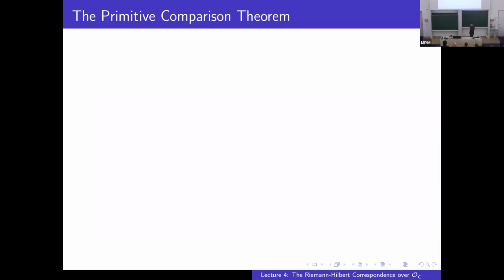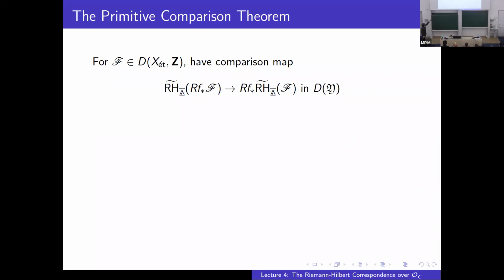So this is a version of the primitive comparison theorem of Peter Scholze. Let's see a little more closely what this is saying. You have a complex of sheaves on the space X upstairs. Then you can take its direct image in the world of étale sheaves to get a complex of sheaves on Y, and apply the Riemann-Hilbert construction on Y to get a quasi-coherent complex on its formal completion. Or you could do those constructions in the other order.